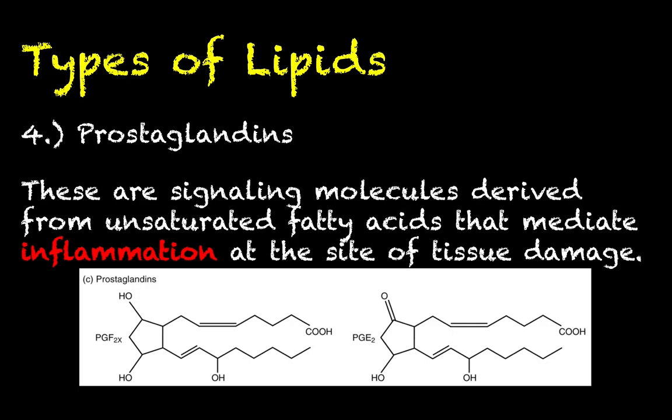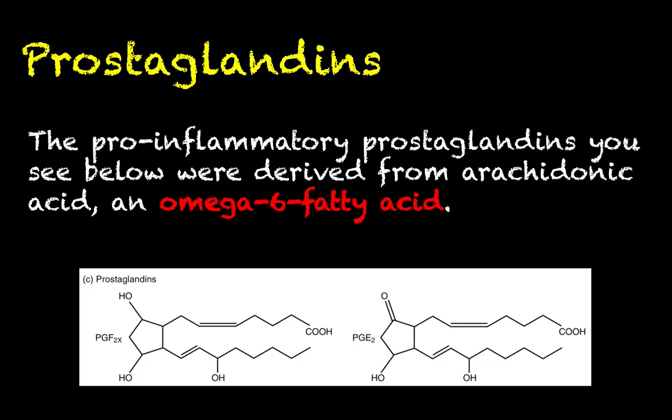And the last type of lipid I want to talk about are prostaglandins. These are signaling molecules that are derived from unsaturated fatty acids, and they tend to be associated very much with inflammation, which is a usually undesirable process that is the result of tissue damage and injury. So the pro-inflammatory prostaglandins you see below were derived from a type of fatty acid called arachidonic acid. Arachidonic acid is an example of what is called an omega-6 fatty acid.